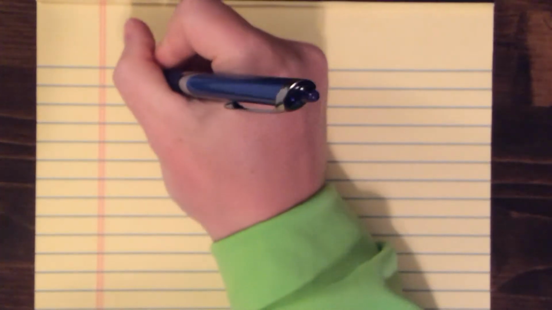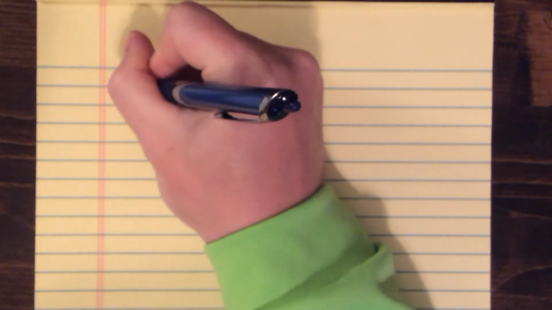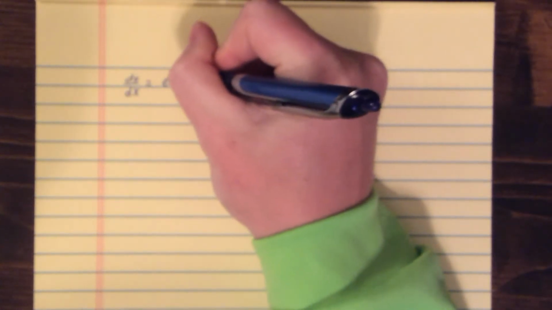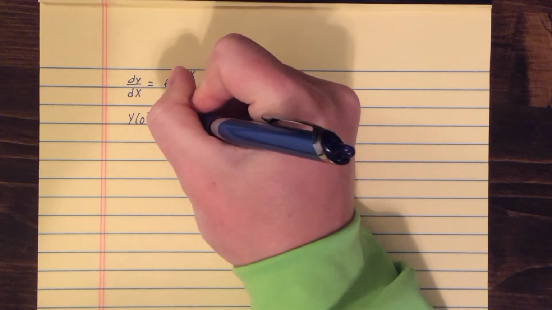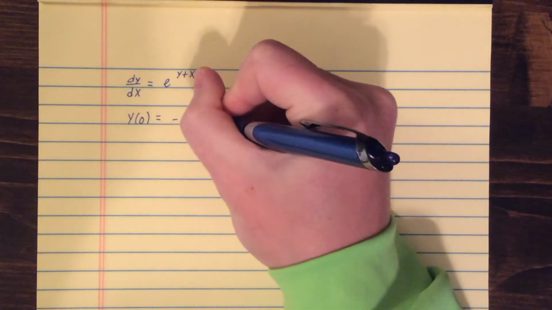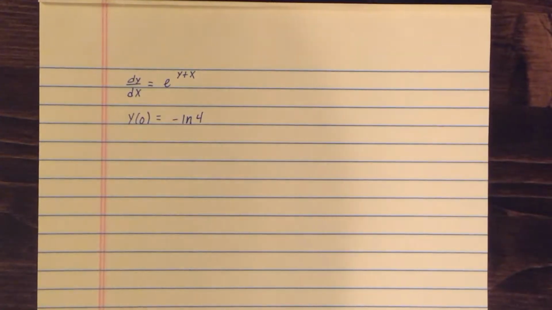Okay, so we're going to talk about number 2 on verifying solutions for differential equations. What you were given was that dy/dx is equal to e to the y plus x. And they gave you this initial condition of y(0) is negative natural log of 4.